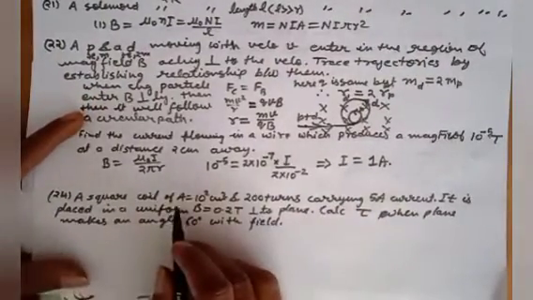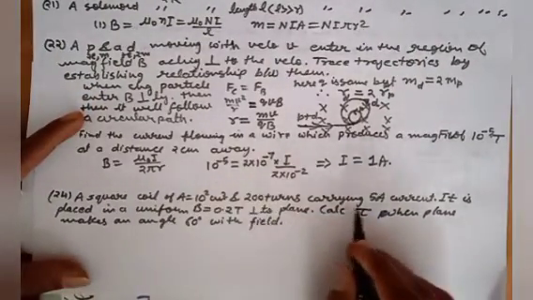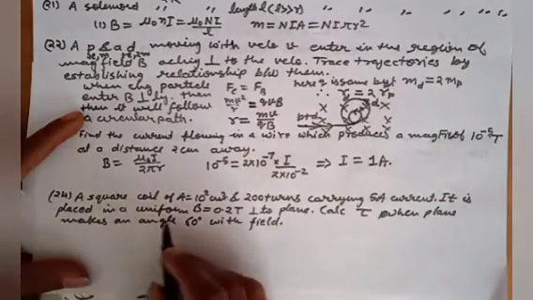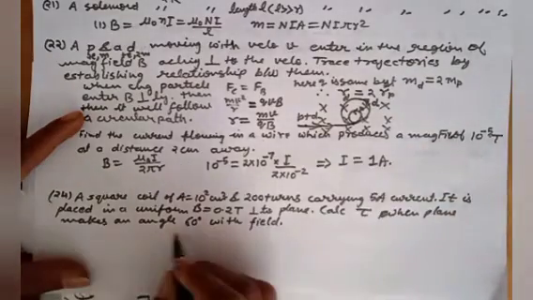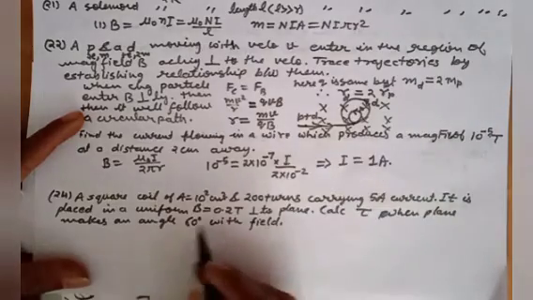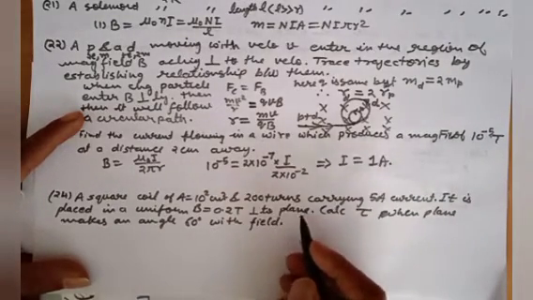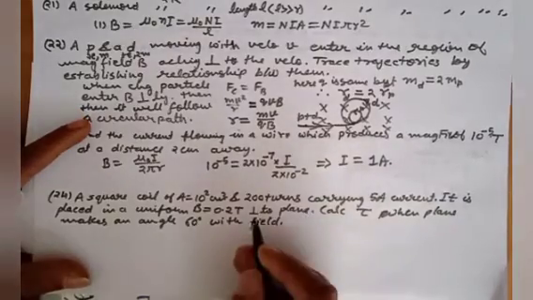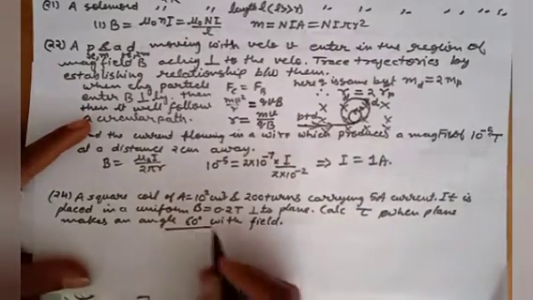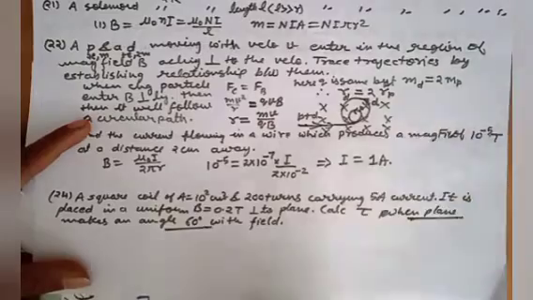Okay, a square coil A, 200 turns, carrying 5 ampere current, is placed in a uniform magnetic field. Calculate torque. Earlier it was perpendicular to its plane, so we don't have to find torque in that condition. We have to find torque when the angle is 60 degree with the plane.